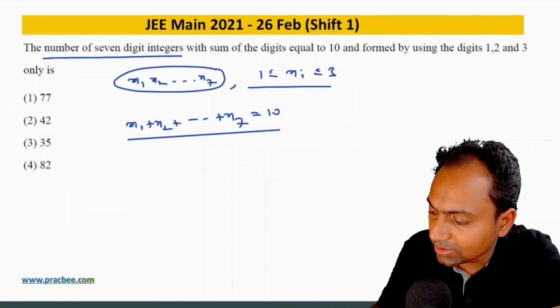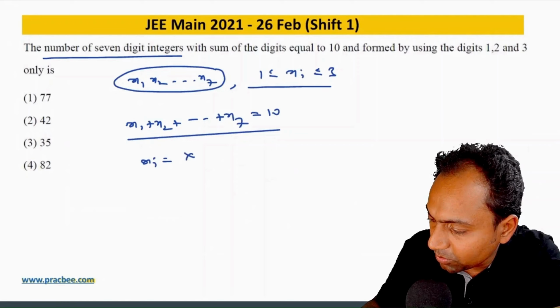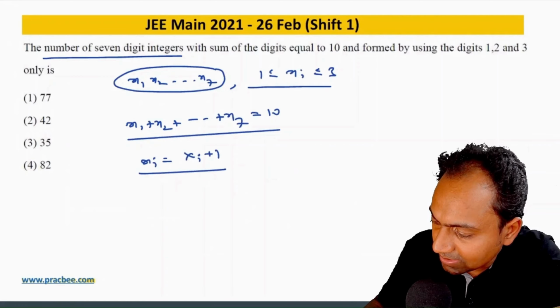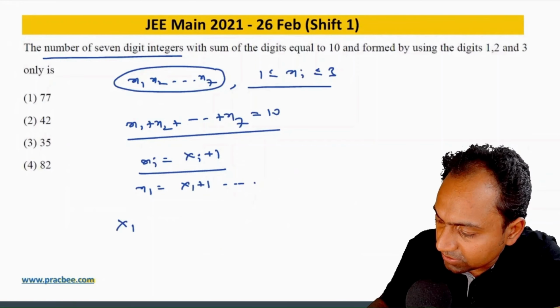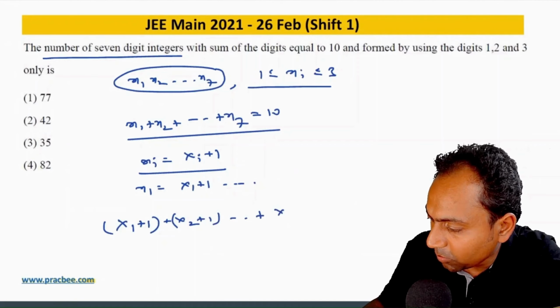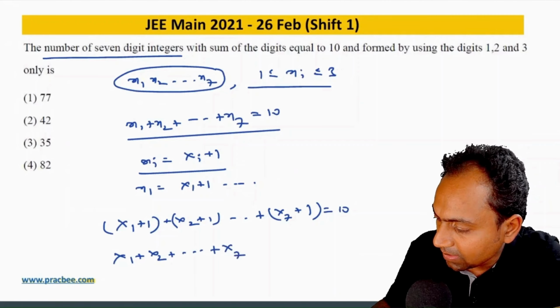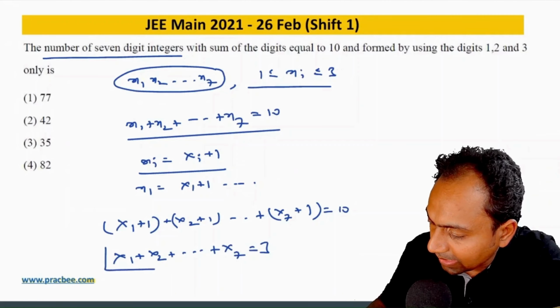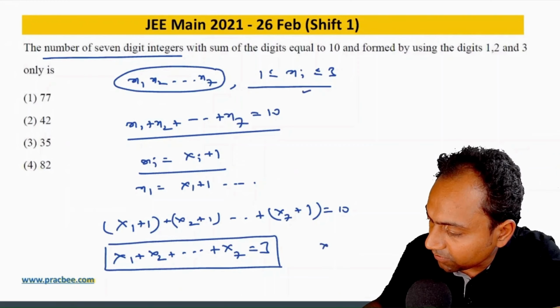So what we are going to do here is a small substitution. Instead of xi, let me put capital Xi plus 1. So in place of x1 we will put capital X1 plus 1, and so forth. If I do that, the first term becomes X1 plus 1, the second becomes X2 plus 1, and we can keep on doing this till X7. And if I simplify this, what I get is X1 plus X2 till X7 equal to 3. And because of this substitution, the range has also changed. Now my Xi will lie between 0 and 2.